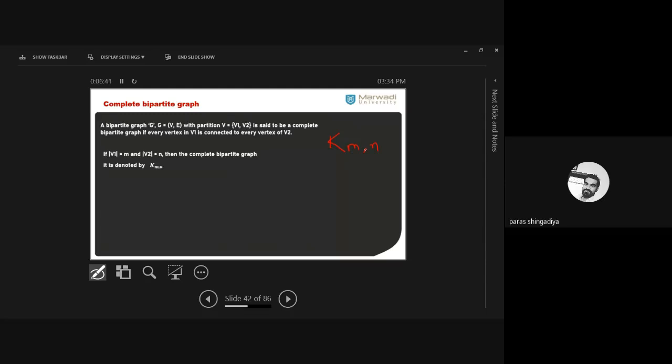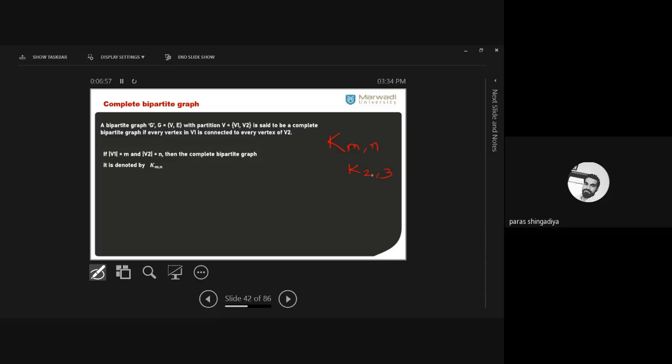Okay, for example, if you have to draw a K2,3 graph, you have to draw the complete bipartite graph as K2,3. So what does it mean? It means you take two vertices on one side and three vertices on the opposite side. That is the horizontal case.